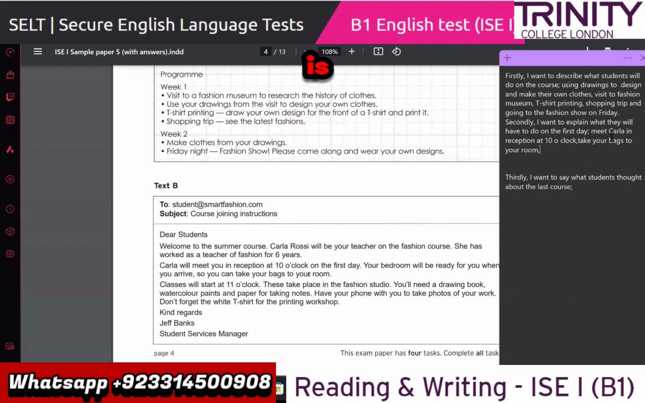Then the next point is classes will start at 11 o'clock in the fashion studio. Classes will start at what time? 11 o'clock at the fashion studio. You can also say go to the fashion studio to attend class at 11 o'clock, right? That's your choice how you want to paraphrase it. Okay, next one: you need a drawing book, watercolor, paints, and paper for taking notes.